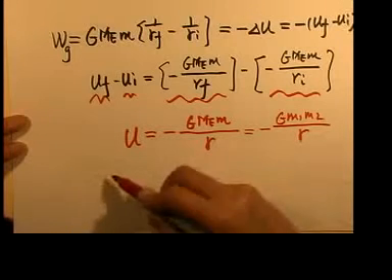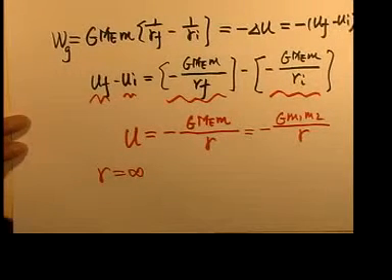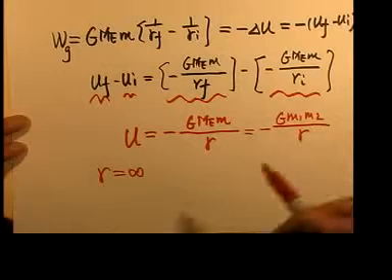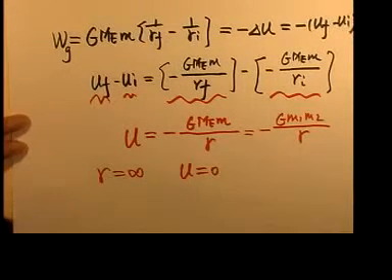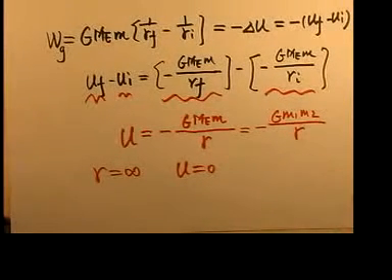And also, please notice when r equals infinity, what does that mean? That means a particle is infinitely far away from another one. If m1 and m2 have a separation r of infinity, then U equals 0, which means when an object is infinitely far away from another one, the gravitational potential energy is 0.